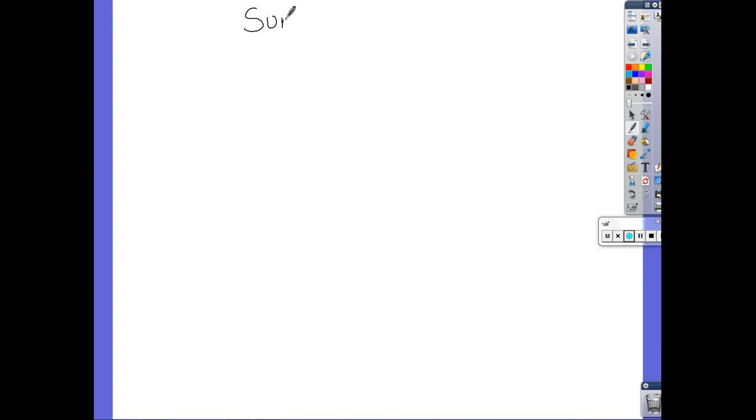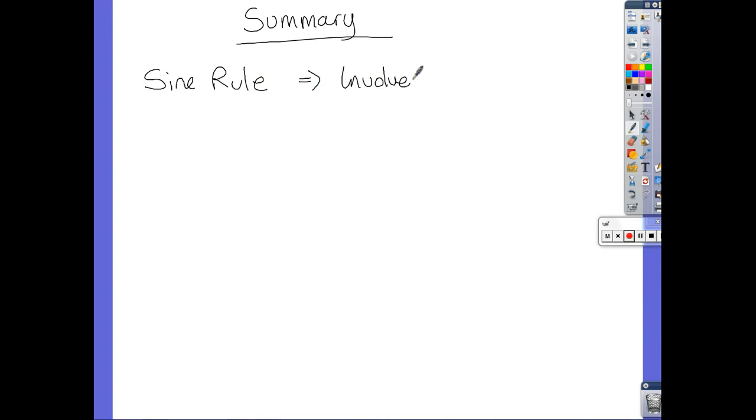A summary. How do we know when we use the sine rule and how do we know when to use the cosine rule? This is an area that a lot of people get confused about, so I'm just going to give you some rules. So for the sine rule, this involves two sides and two angles.